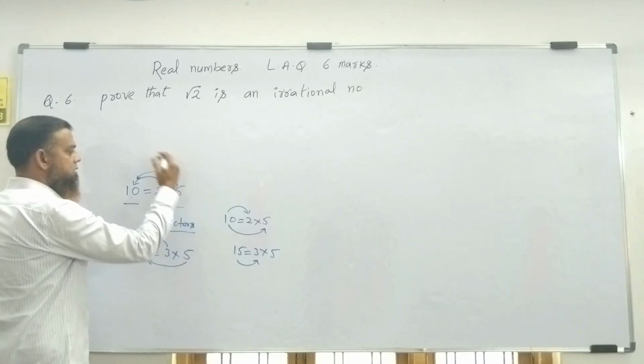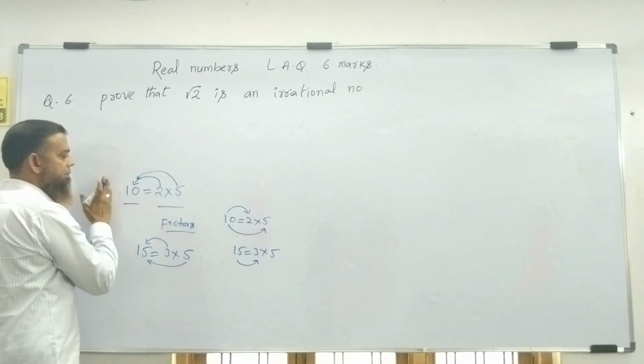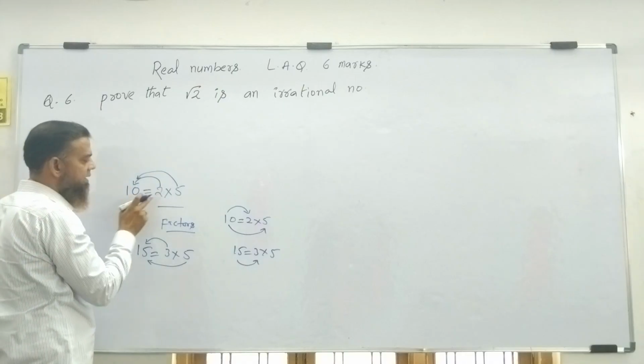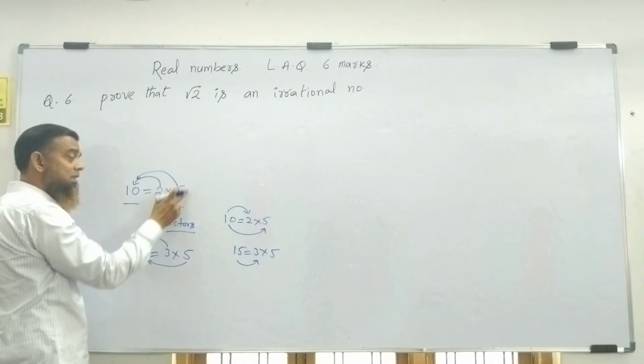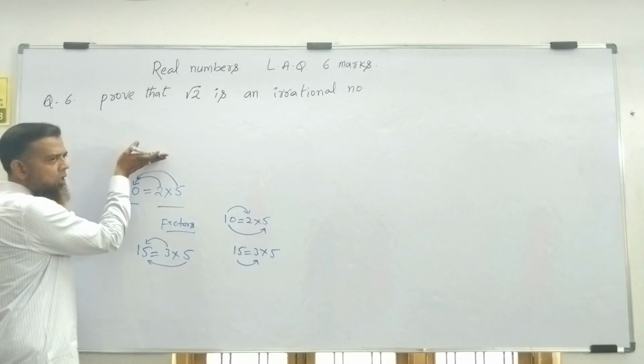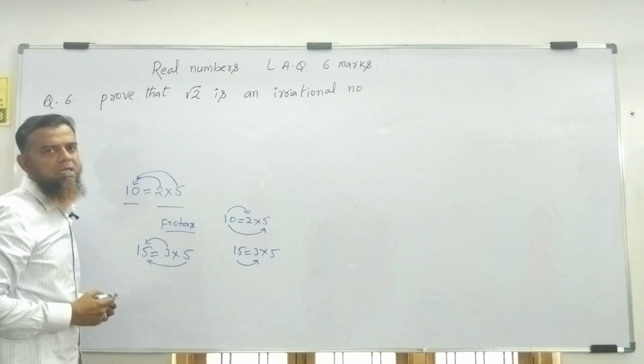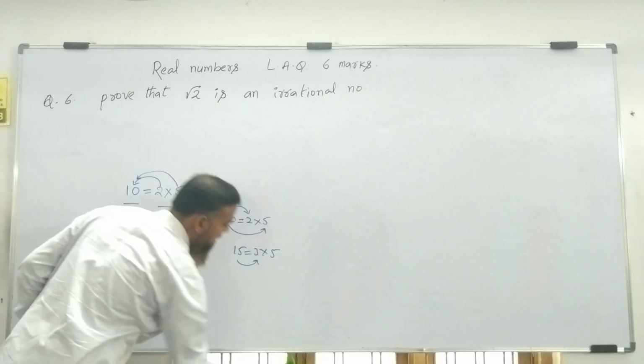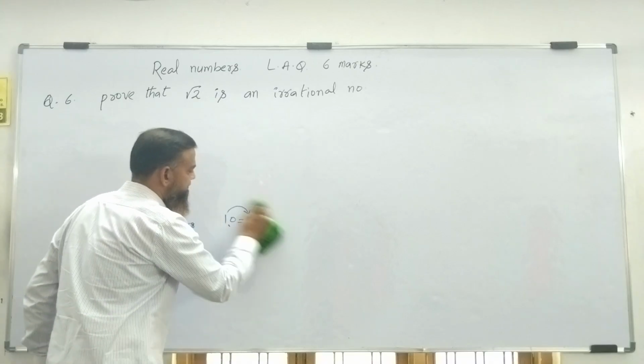From RHS to LHS the relation is different. From LHS to RHS the relation is different. Here 2 and 5 are the factors of 10. From this side 10 is divisible by 2 and 5. This is the concept. Okay. Now come to the problem. We will start the problem here.